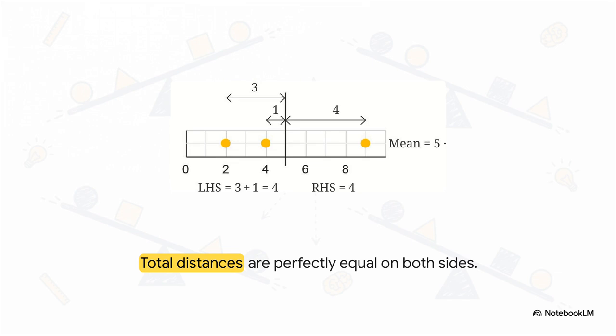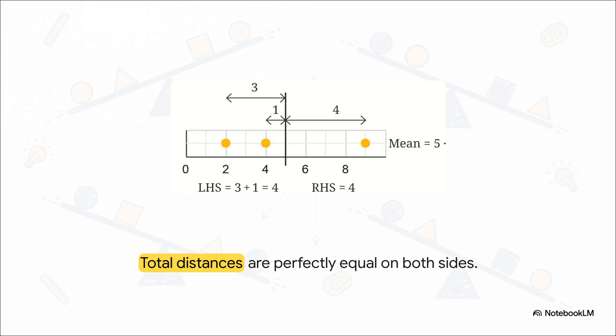So let's test this seesaw metaphor on something uneven. Let's say we have dots scattered at 2, 4, and 9. The standard calculation tells us the mean is 5. So is 5 the exact midpoint of our extremes, 2 and 9? No, it's not. But look at the total distances. On the left-hand side, the dot at 2 is 3 units away from the mean. The dot at 4 is 1 unit away. 3 plus 1 equals 4, right?